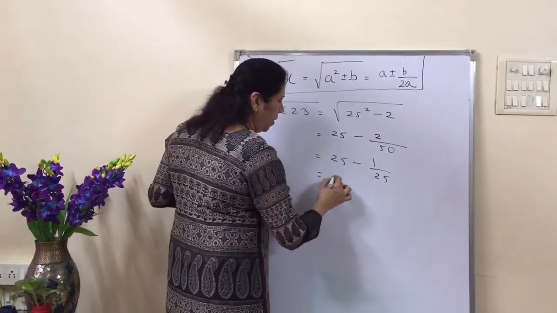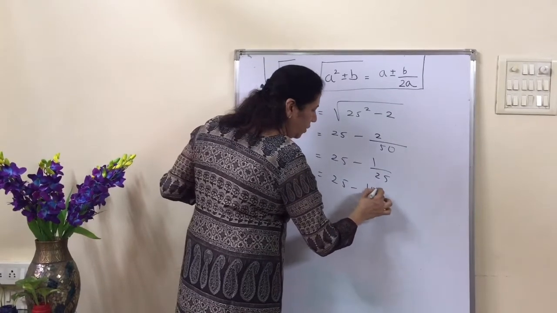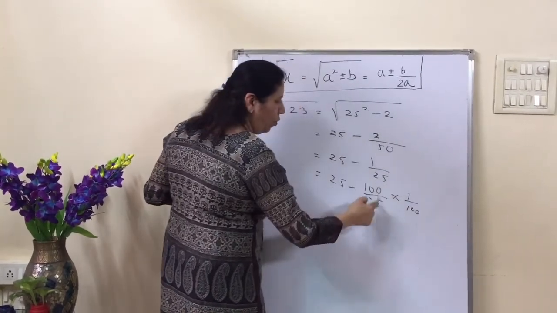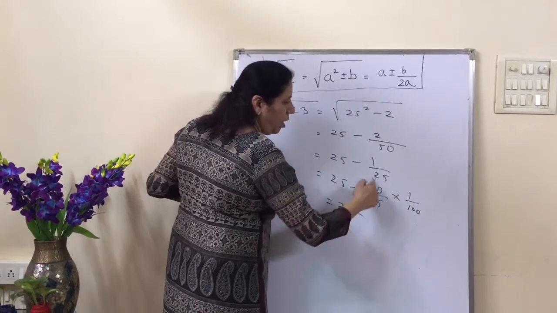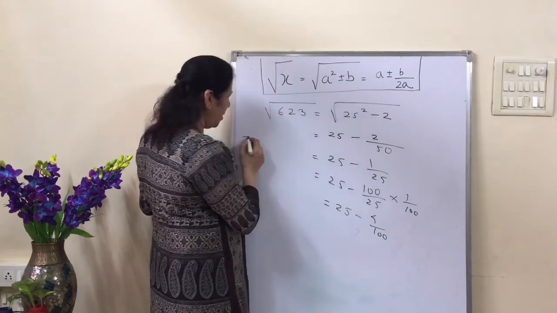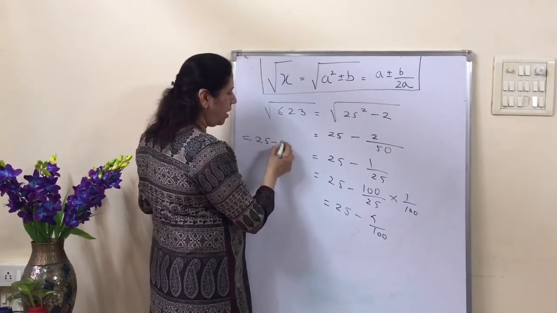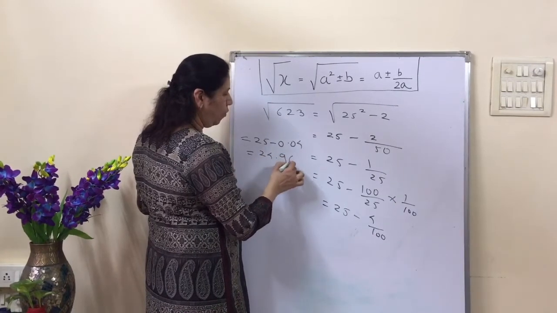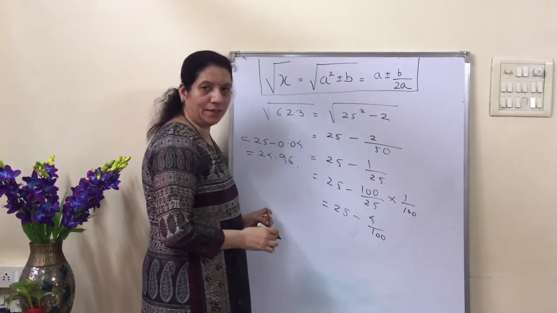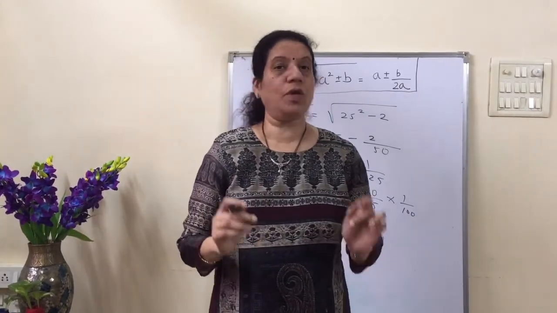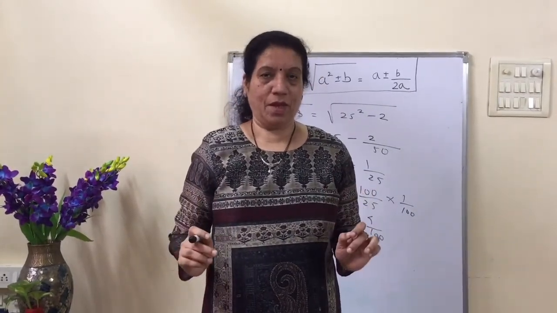As I have told you before also, how will we do this division? We will multiply and divide by 100. Now you know this is 25. 25 4s are 100, divided by 100. So I'll write here, it is 25 minus 0.04. So your final answer is 24.96. And this is how we can find the square root of any 2-digit or 3-digit number.